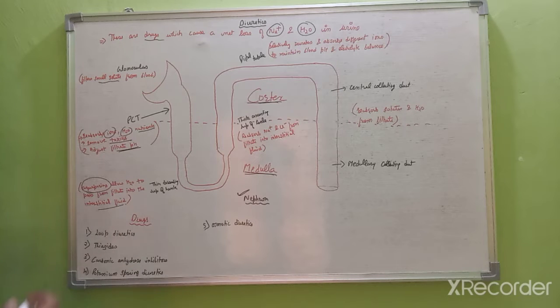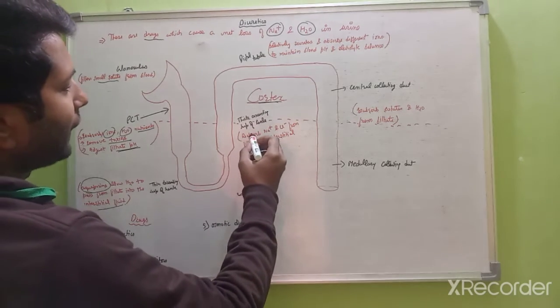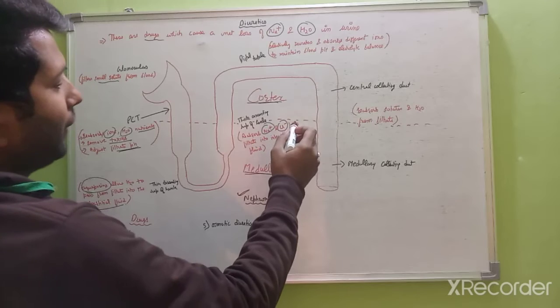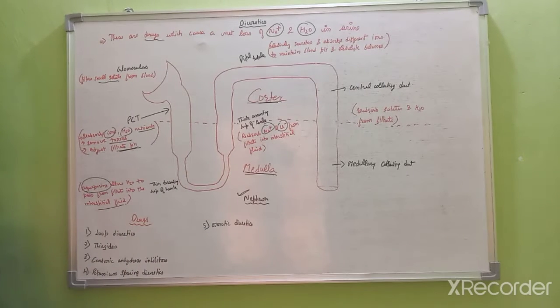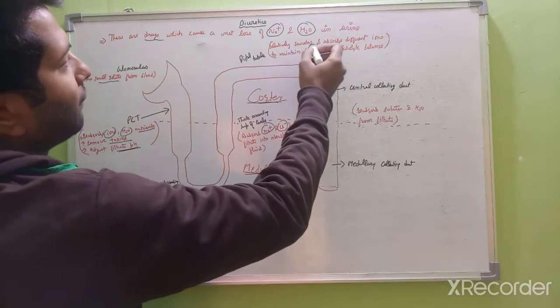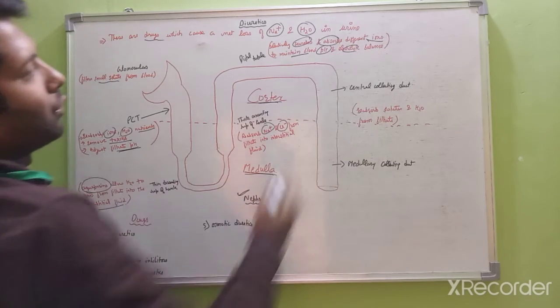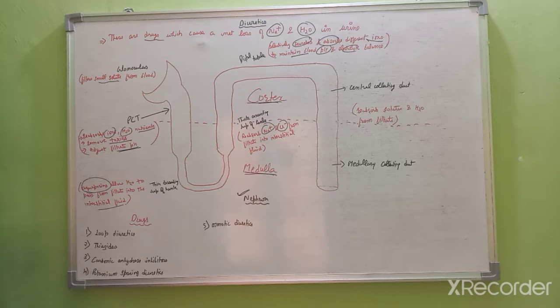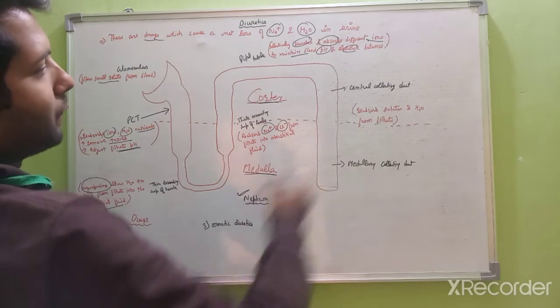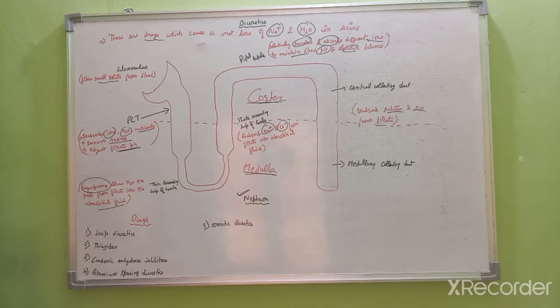Next is the function of the thick ascending loop of Henle. The thick ascending loop of Henle reabsorbs the sodium and the chloride from the filtrate into the interstitial fluid. Next is the function of the distal tubule. The distal tubule selectively secretes and absorbs different ions to maintain the blood pH and the electrolyte balance. Next is the function of the collecting ducts. These reabsorb the solutes and the water from the filtrate. So this is all about the nephron and the functions of its different parts.